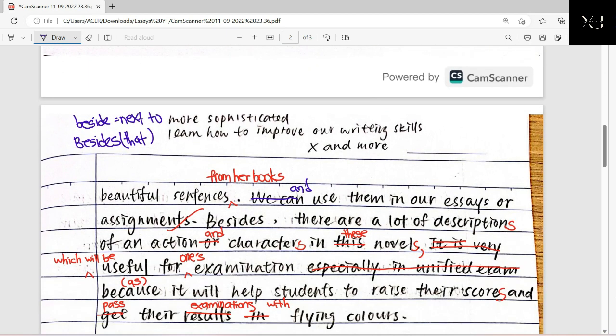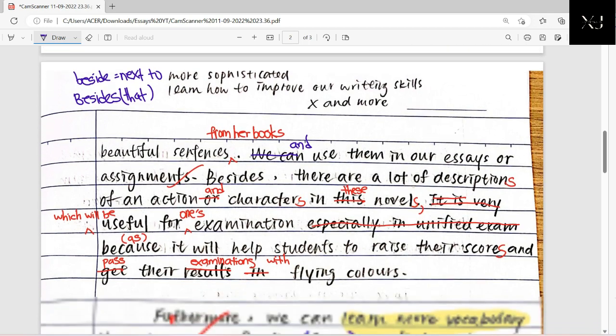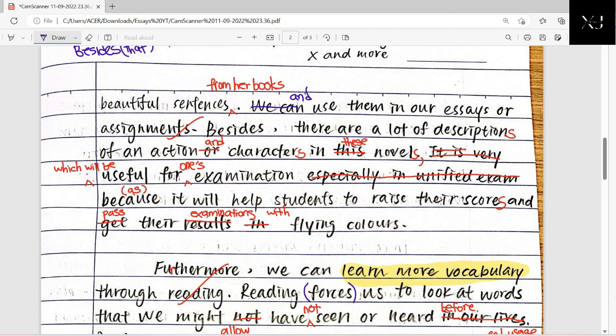For me, I prefer it if you use linking words. Besides, there are a lot of descriptions. You need to have S because it's more than one description of an action and characters in these novels. And then when we read a lot of those descriptions, we will learn how to use them, especially in our essays, as if we are writing those narrative essays. It's those essays that are stories. Let me write it down for you.